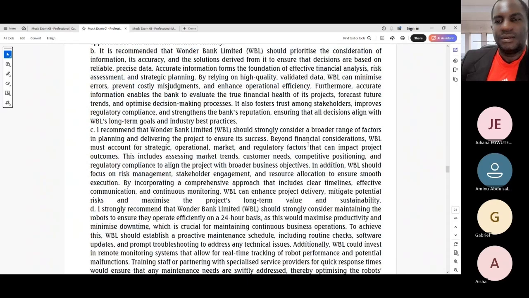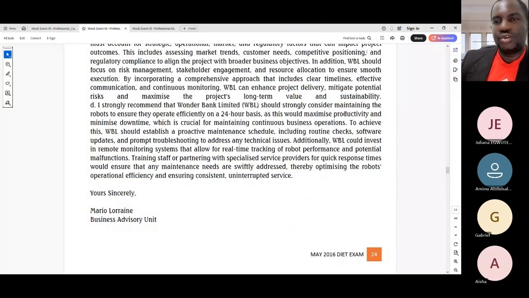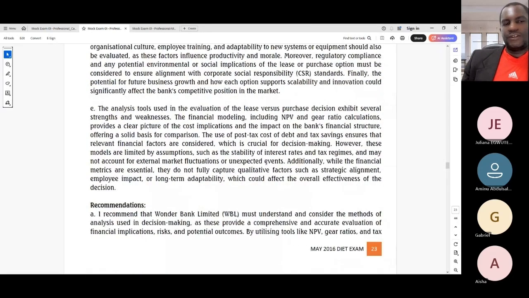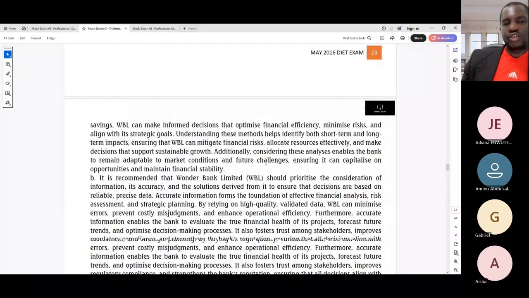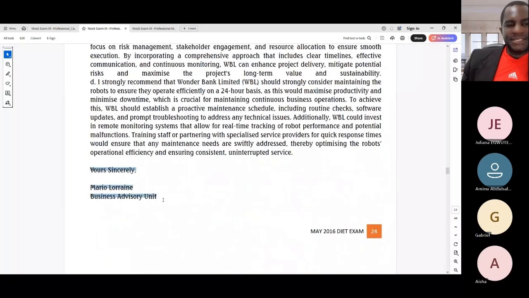Number 3, a broad range of factors in planning should be factored in. Beyond financial consideration, they should consider strategic, operational, and market factors. And this is how to do it: they should assess market trends, consumer needs, and competitive positioning, and this will help. And finally, we strongly recommend that they should consider maintaining the robots to ensure they operate for 24 hours. So these recommendations are specific to the conclusions. Make sure you align them with the discussions. Then don't forget to sign out as the person in the case.